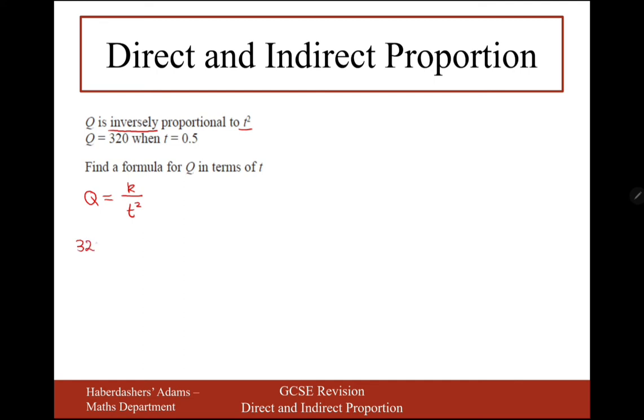Okay, let's substitute in the values to work out what that k value is. So 320 equals k divided by 0.5 squared. First, I'm going to work out what 0.5 squared is. 0.5 squared is 0.25. And then I'm going to multiply it onto the other side, because at the moment k is dividing by it. So 0.25 times 320, I get 80. So 80 is my k value. So therefore, the formula is q equals 80 divided by t squared.